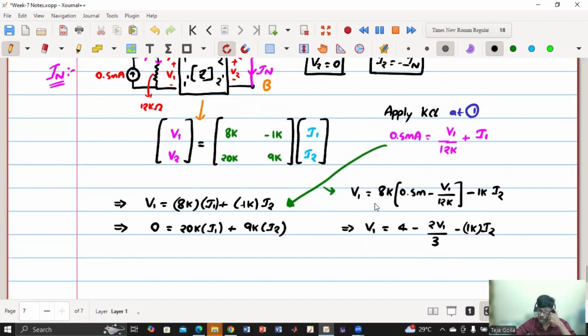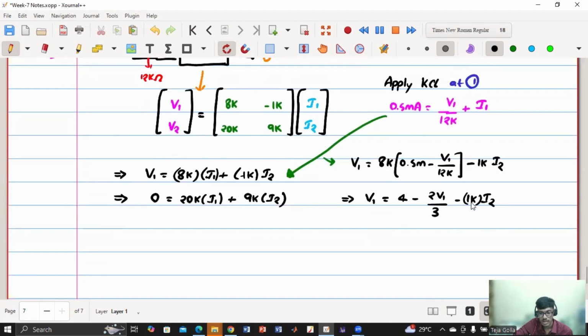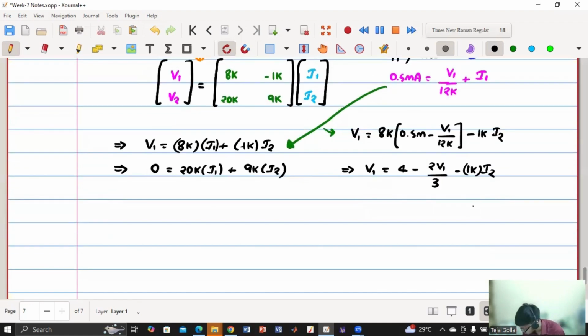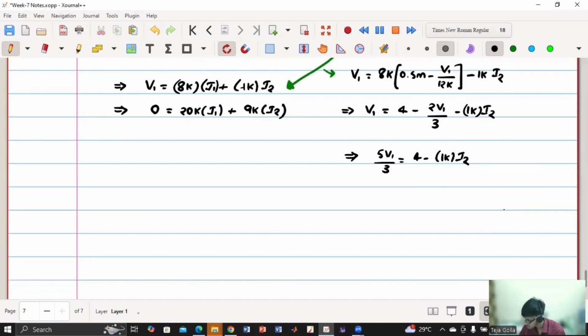So now after substituting it, I have multiplied. So 8K into 0.5 milli is 4, minus 8K by 12K is 2V1 by 3, minus 1K into I2. So now if I substitute it, I will get 5V1 by 3 equal to 4 minus 1K into I2. Right? So this is another equation.